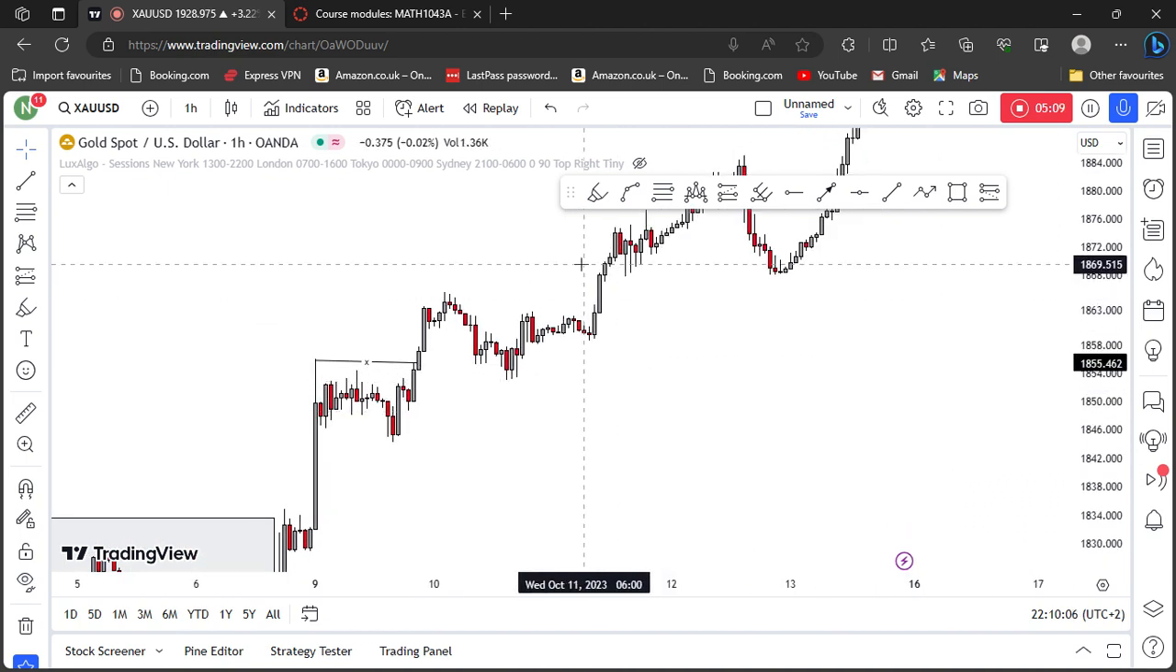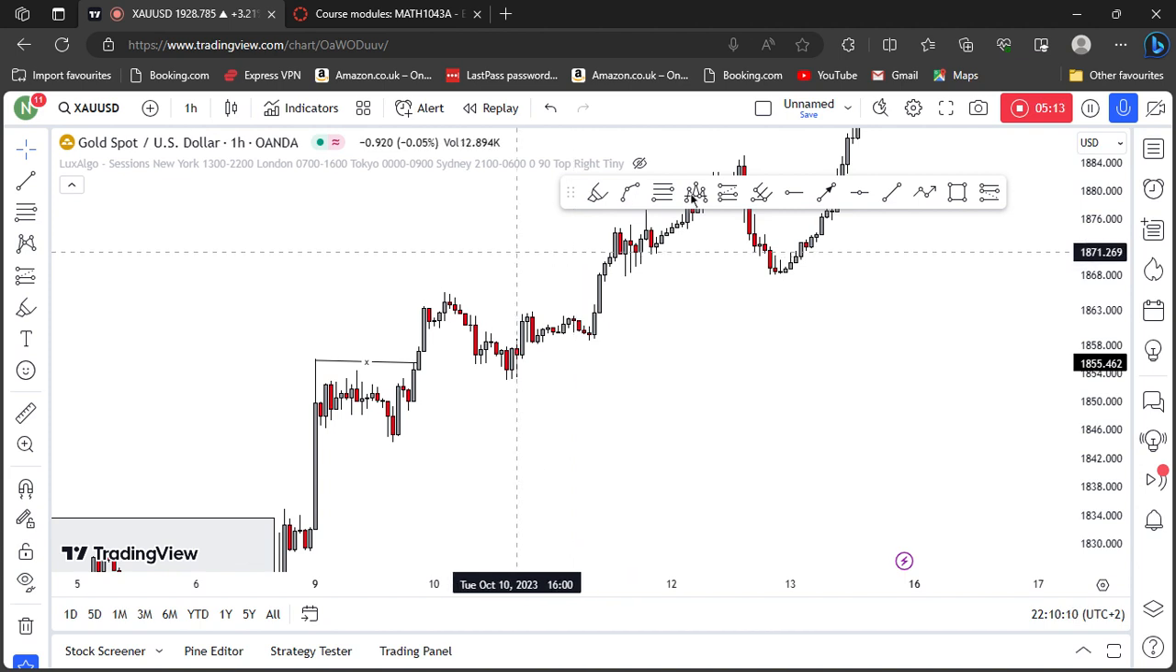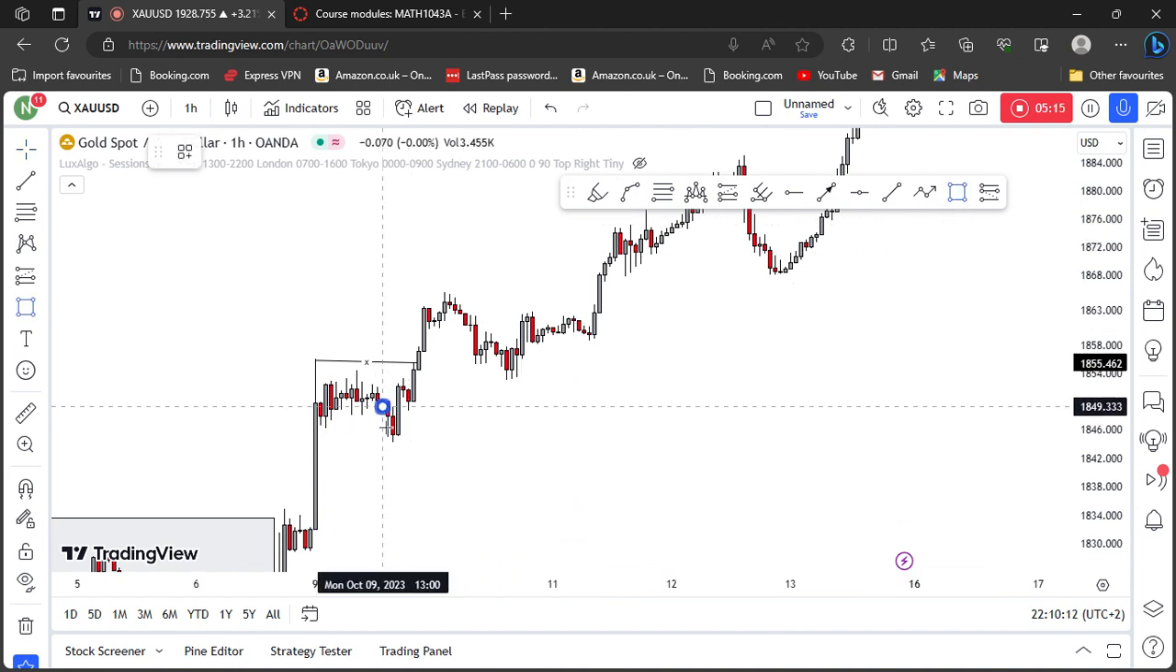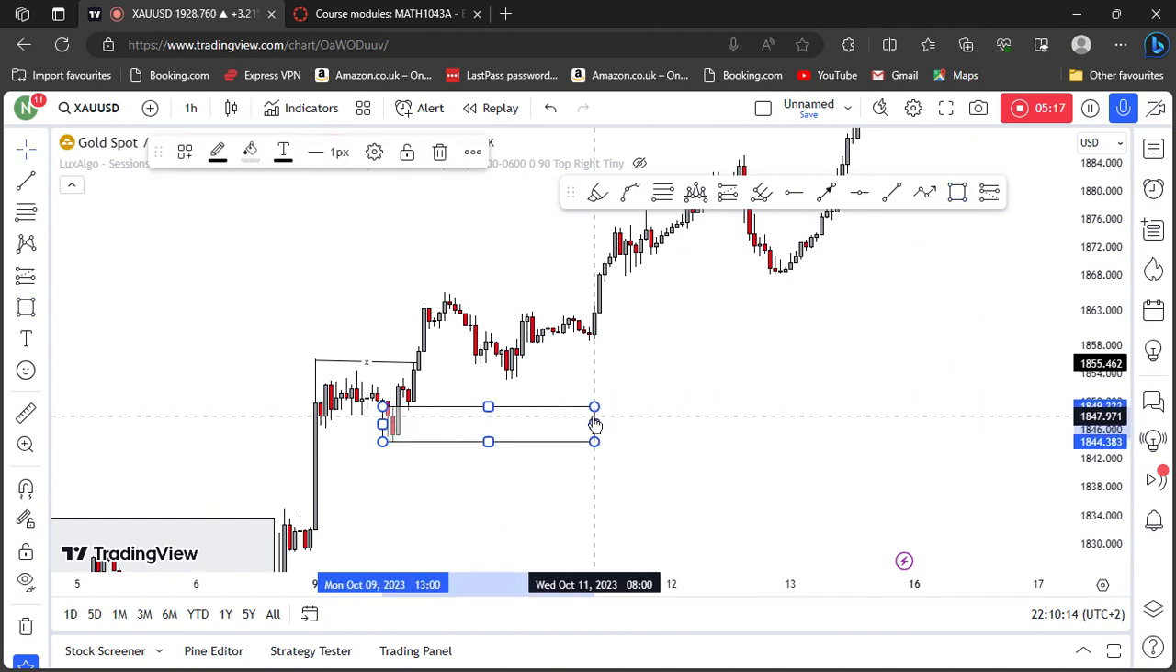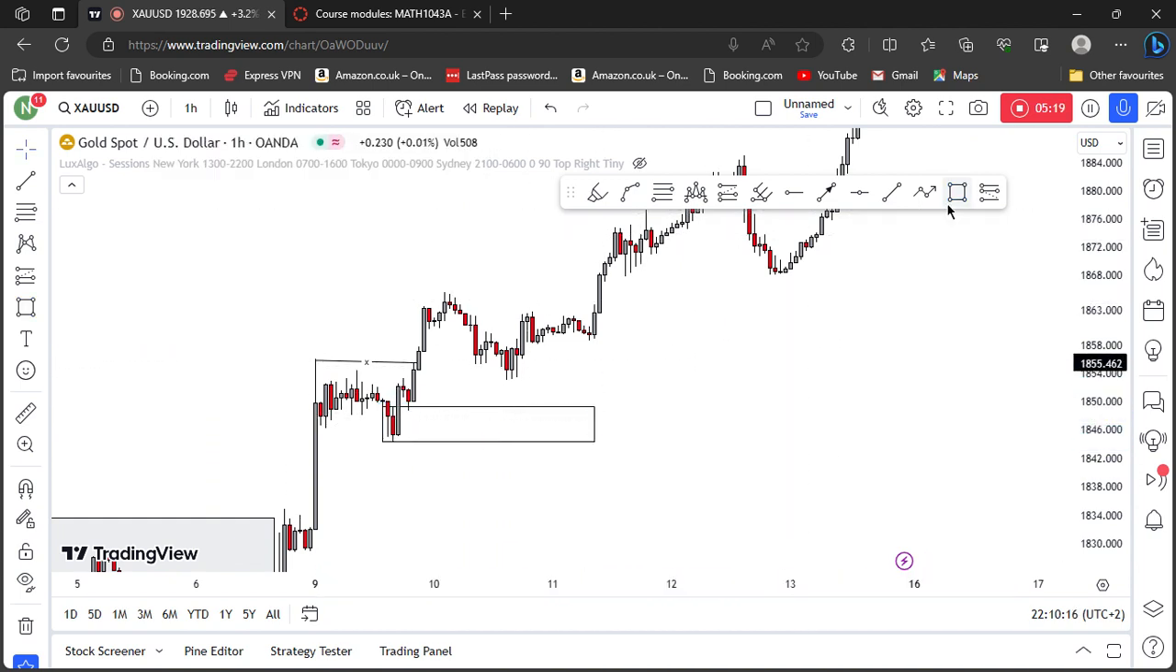So I marked my last order block before the break of structure. As you can see, we have two other blocks right here. We have this one right here, that other block right there, and also this one right here.